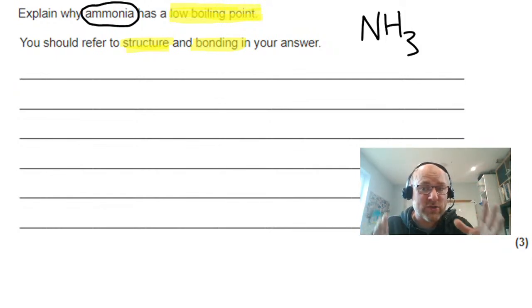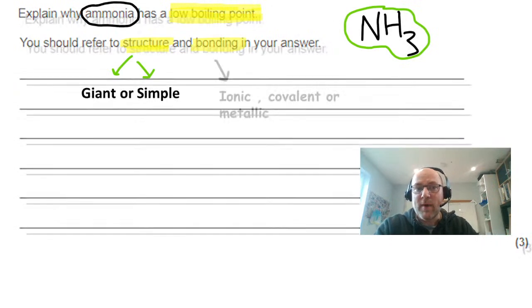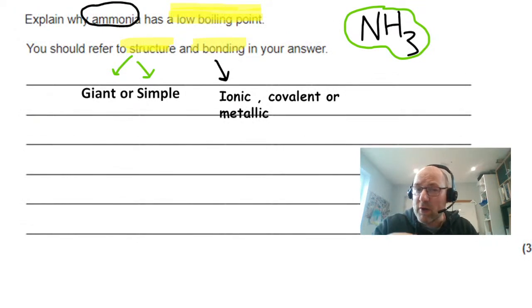Is it a giant structure or a simple structure? It says it's got a low boiling point. It's a gas, ammonia. If you know that, you're onto it already. The fact that it says low boiling point, anything with a low boiling point, anything that's a liquid or a gas, is a simple structure. Giant or simple? It's simple. Now its bonding, is it ionic, covalent or metallic? Well, it's made of nitrogen and hydrogen. Are they metals or non-metals?